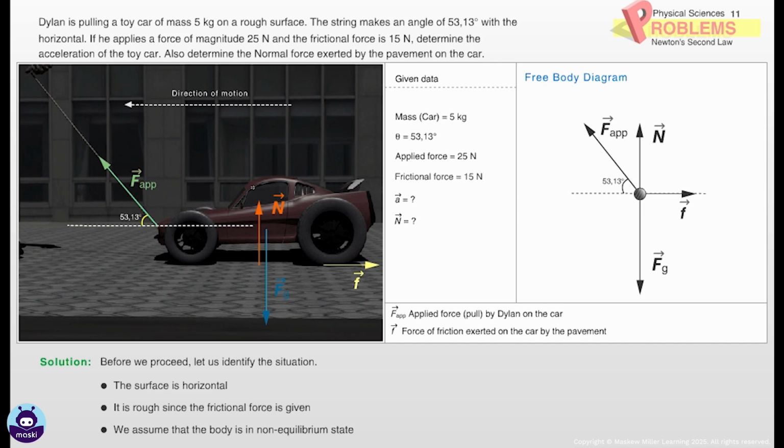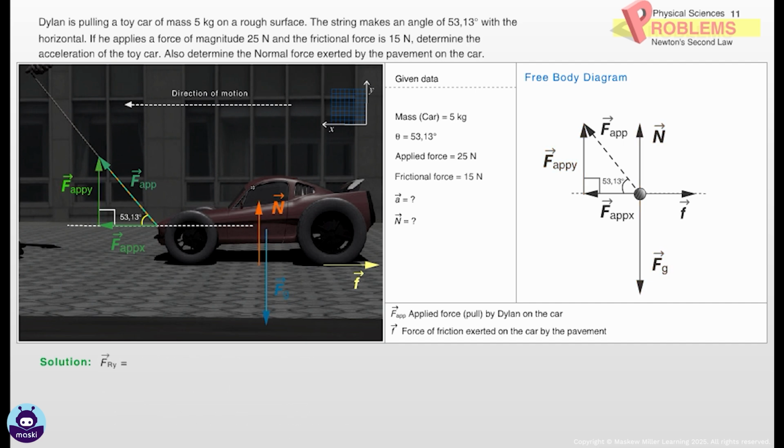The applied force, F applied, can be resolved in two components, the one acting perpendicular to the pavement and the other acting parallel to the pavement. The plane of motion is along the horizontal surface, so the net force in a direction perpendicular to it is 0. Vector F_Ry equals vector n plus vector F applied y plus vector Fg equals 0.